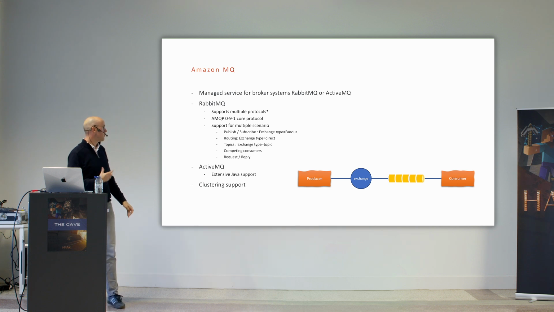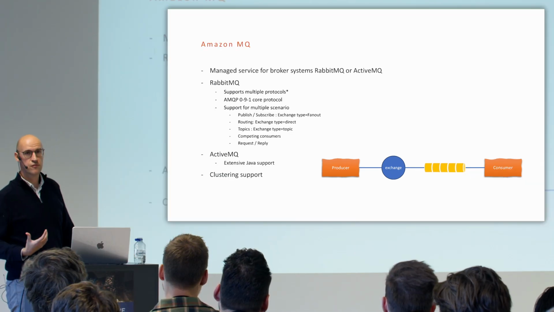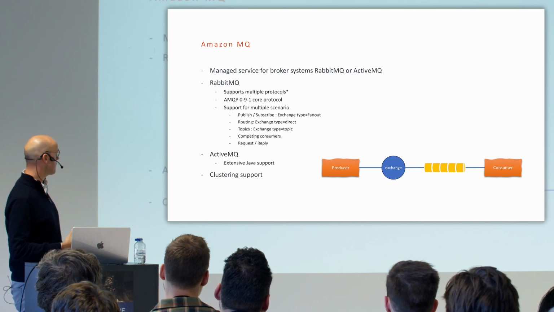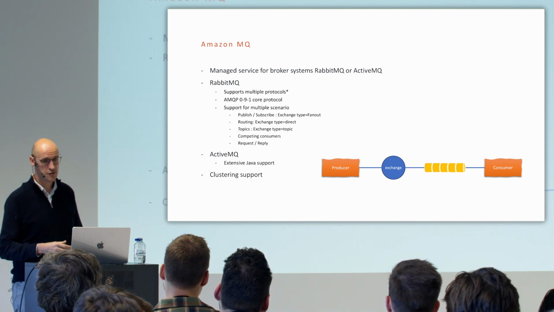Then you have on Amazon MQ also ActiveMQ. ActiveMQ is also a broker like I just mentioned, but it's, in my eyes, more for the Java people here in the room, because it has more support for Java than it has for .NET. And most of these systems also support clusters.